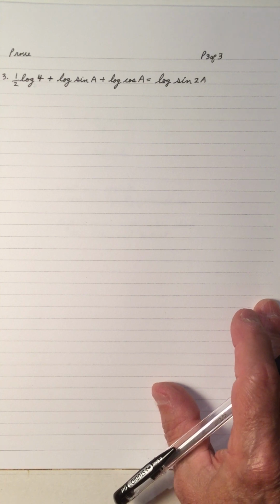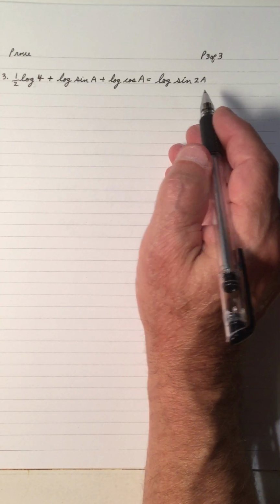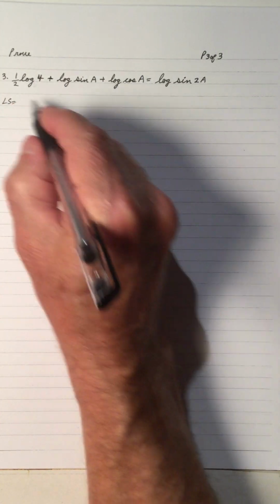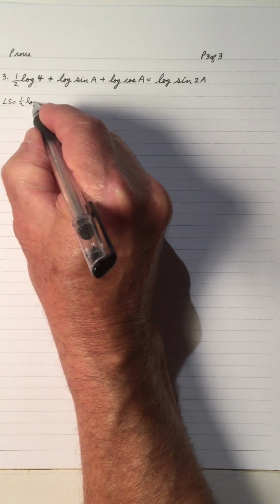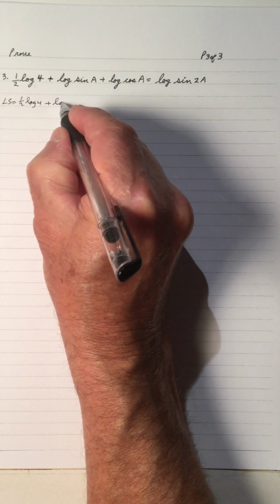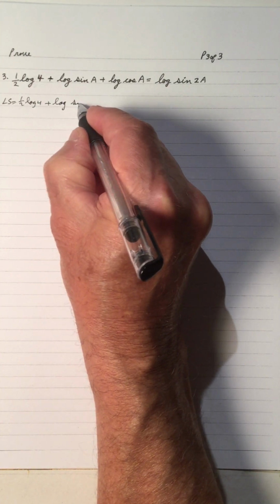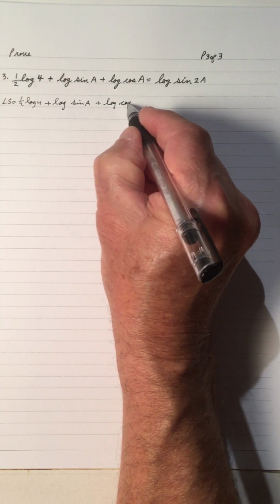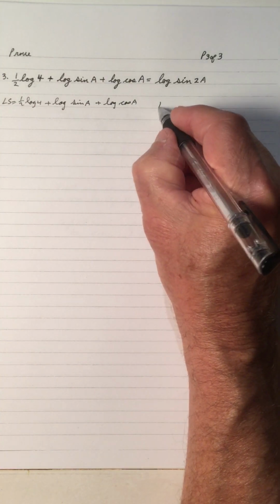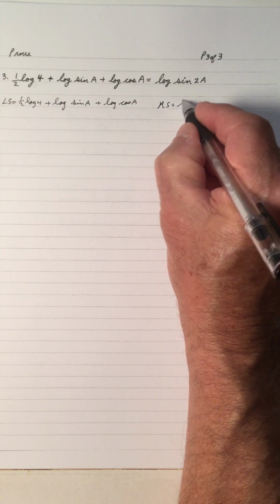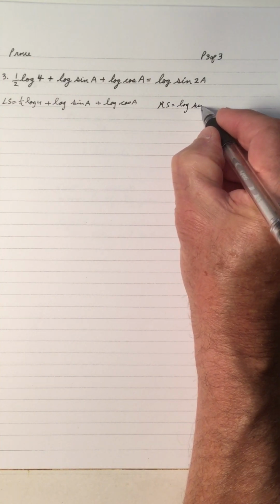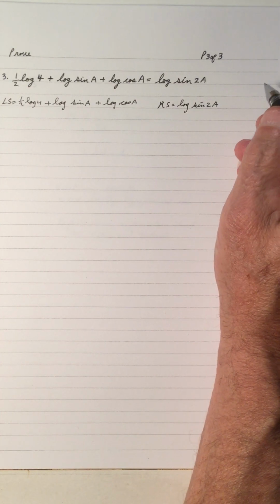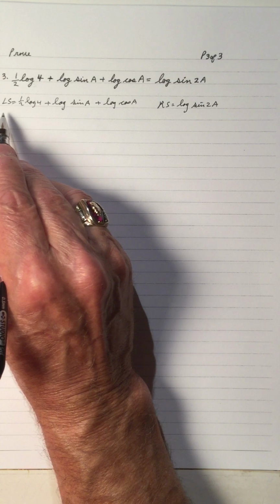Now we have another one. This time we have logs. Again, we have a left side, and this is the left side. I'll just write it down. Half log 4, log sine A, log cos A. And we have a right side, which is the log of sine 2A.